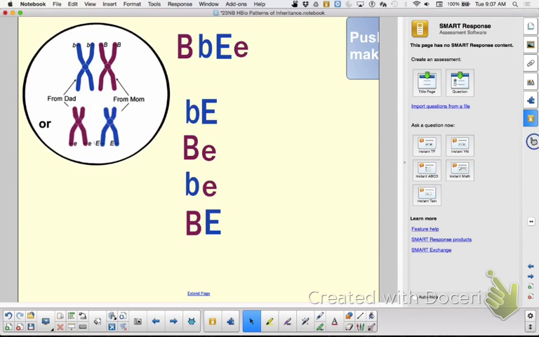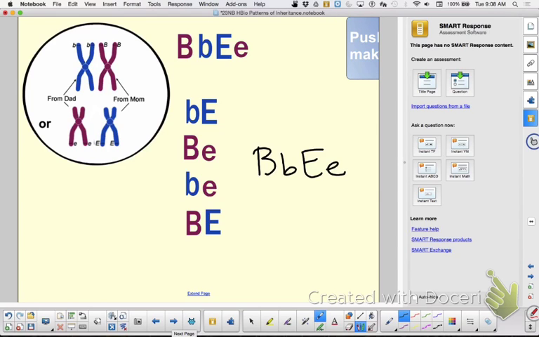Now, to figure that out, do you remember FOIL from math? First, outside, inside, and last. So I could take big B, little b, big E, little e, and say, first, I'm going to get a big B and a big E. Outside, I'm going to get a big B and a little e. Inside, little b, big E. Last, little b, little e.